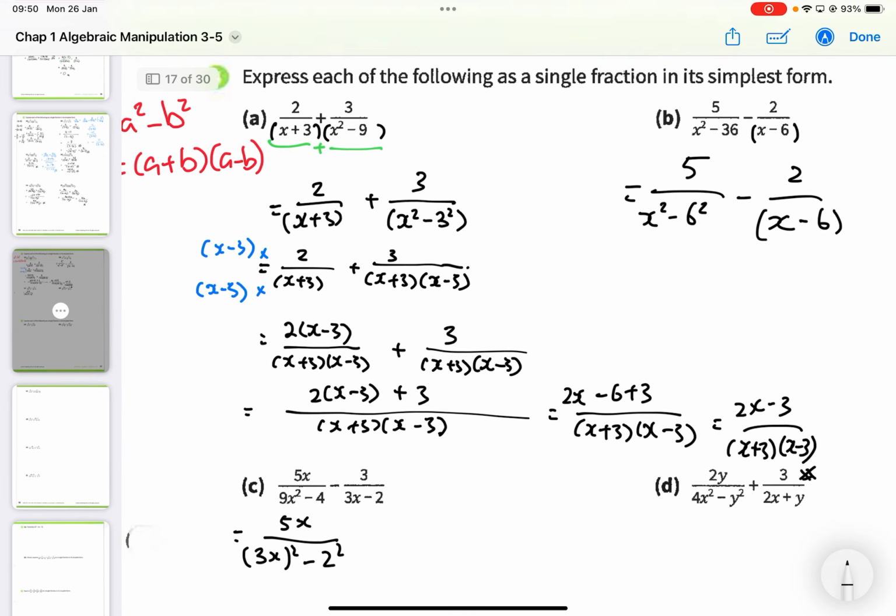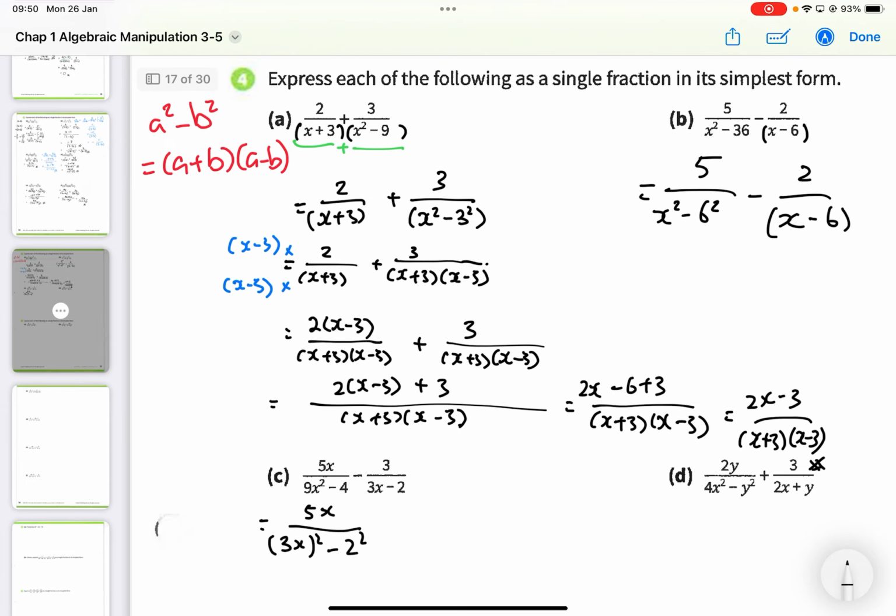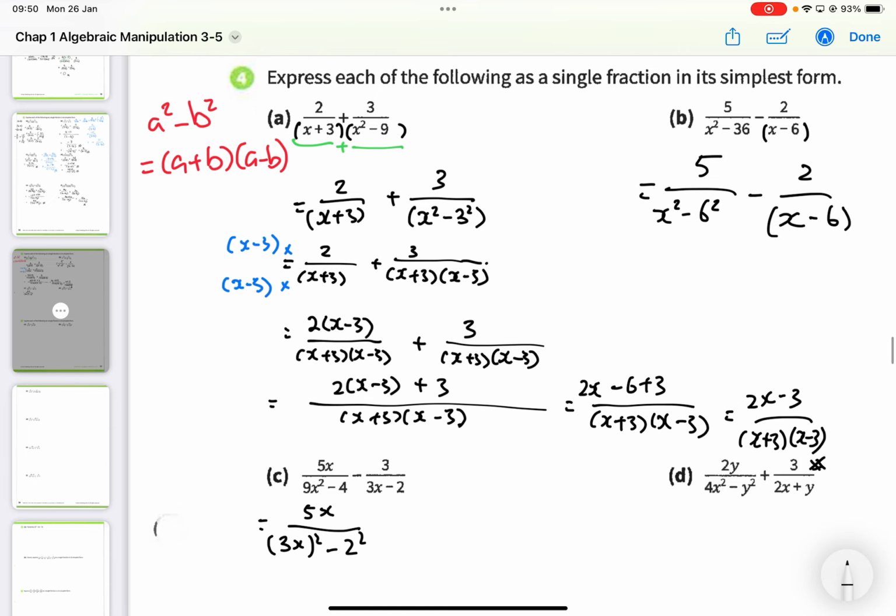You finished already so fast. I haven't finished. That was just to help you get started, to help you see 36 is 6 square. Then a difference in squares, so you have to use this one to factorize. Then after factorizing, you make common denominator. Try.